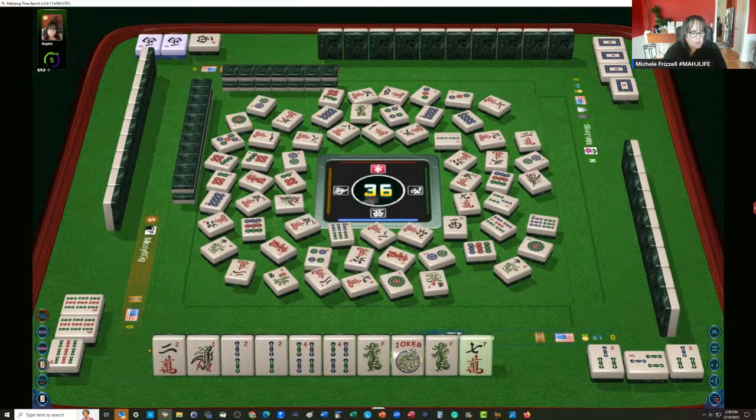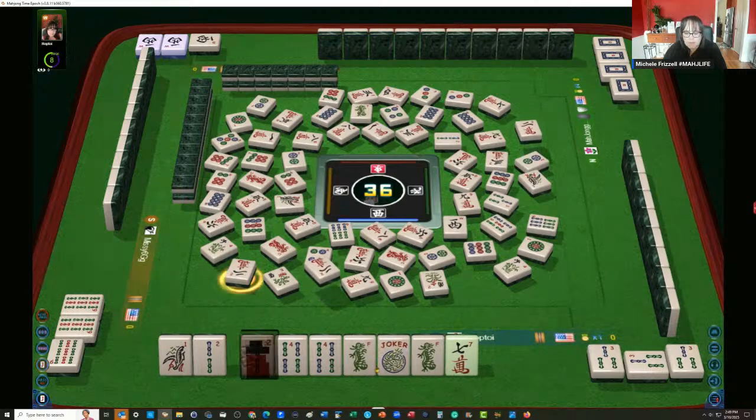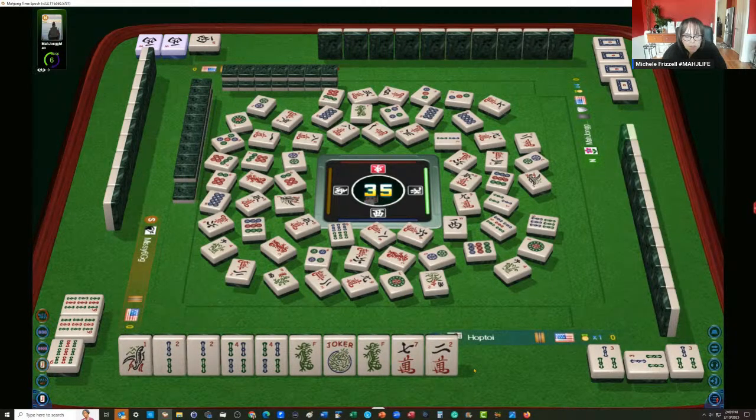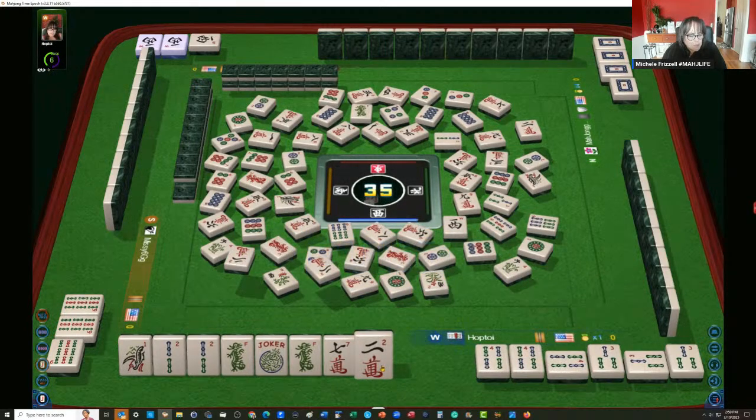Let's let the 2s go. 2 characters. Why did I not choose pung pung kong kong? Because there are 2 1 bams out. 4 bamboos. But that would have been a good Pung. That would have been an option, Charlotte.